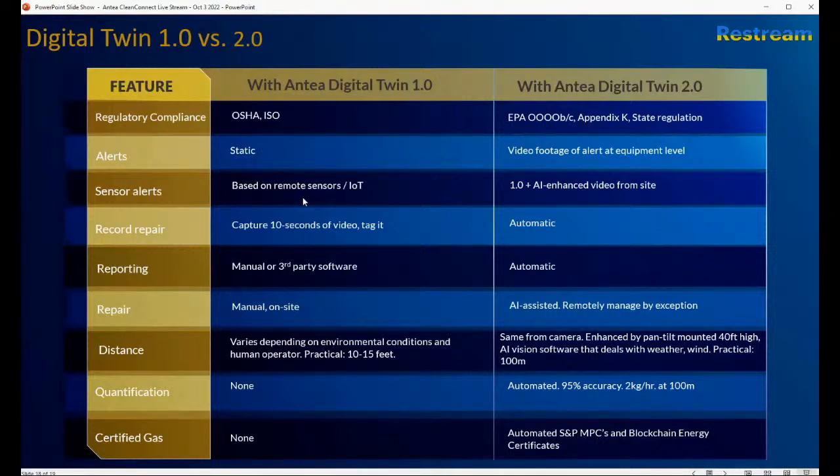Again, sensor alert, based on the IoT devices, and this one is the same thing, but in addition, all that AI enhanced video. And again, we're only sending you the alerts when the system is saying there is a problem. So we're not giving you thousands of hours of video to watch. Nobody wants to do that. It's only when there is a problem.